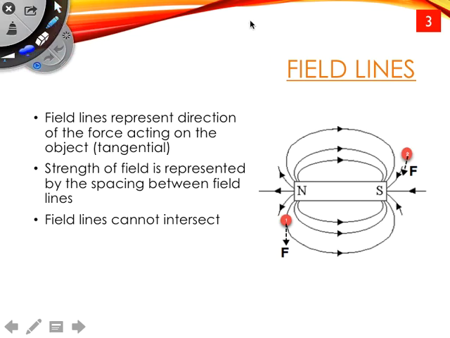So if you extend this field line here, it will go this way. That means the tangent at this point is this way. This is the direction of the force acting on the object due to the field. Similarly, let's say you choose another point anywhere, you just need to draw the tangent to the field line there.